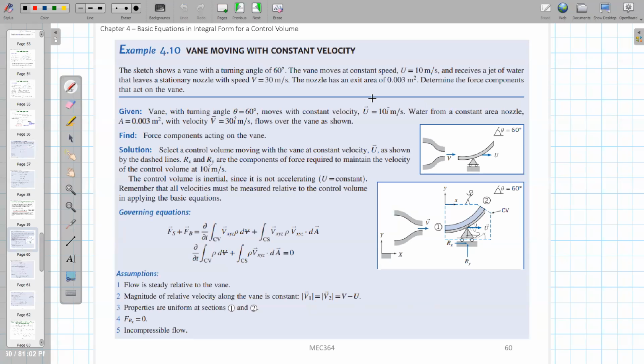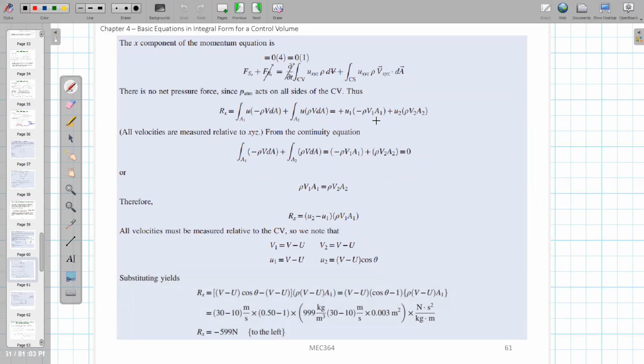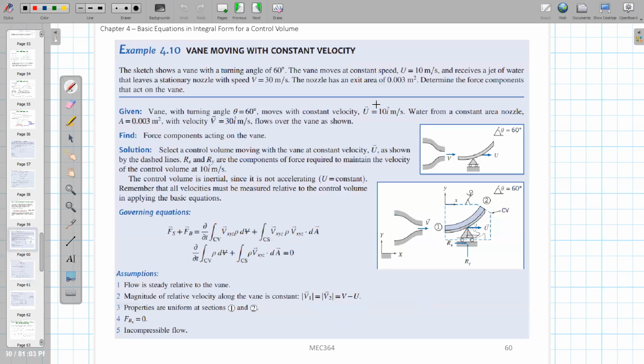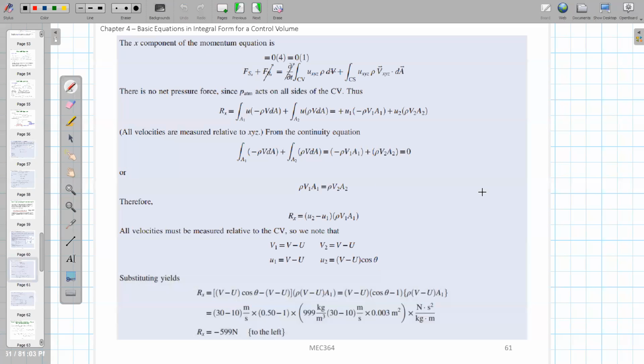V1 is the fluid velocity at the inlet, and V2 is the fluid velocity at the outlet. And what are U1 and U2? U1 is the x direction component of V1, and U2 is the x direction component of V2.